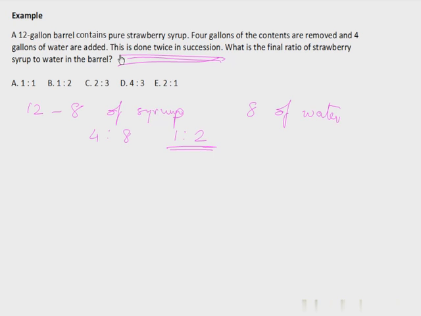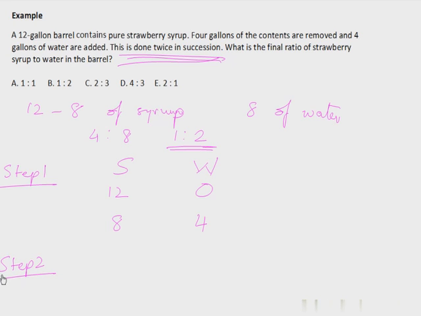The first step is easy. Step 1. Strawberry to water. I start with 12 and 0. I remove 4 gallons of strawberry syrup and I put in 4 gallons of water. So after step 1, I will have 8 of strawberry syrup and 4 of water. 4 has been replaced by water. Now step 2. That's the essential part.